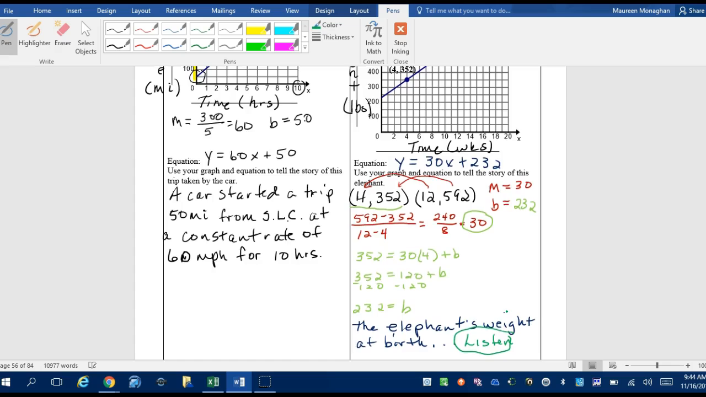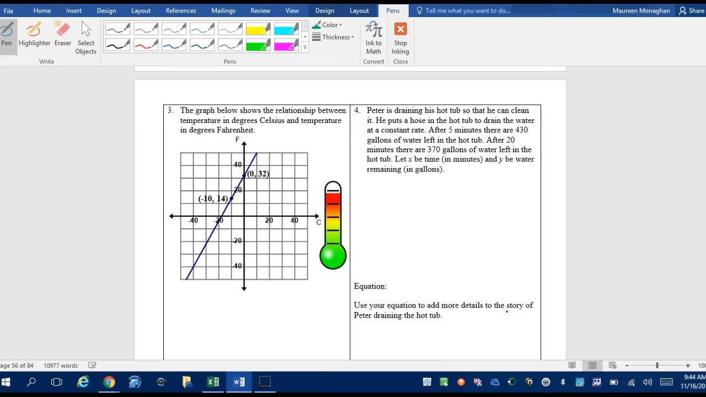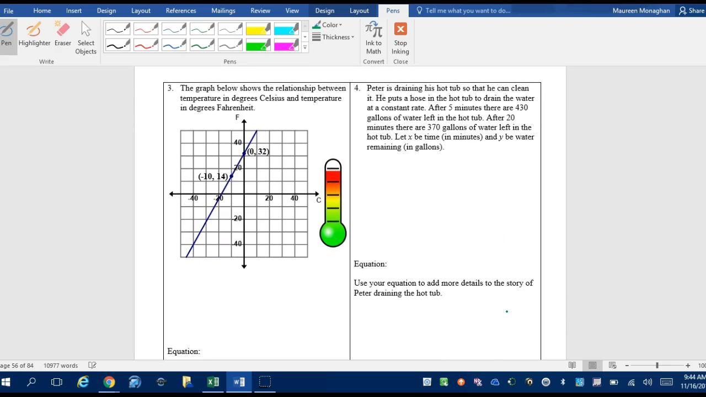Okay? The next part: the graph below shows the relationship between the temperature in degrees Celsius and the temperature in Fahrenheit. Okay, let's take a look at this. I can see a point. I see 2 points. So always we're trying to find m and b, and then we can use one of the points after we find the m. So we're going to use the 2 points (0, 32) and (-10, 14).